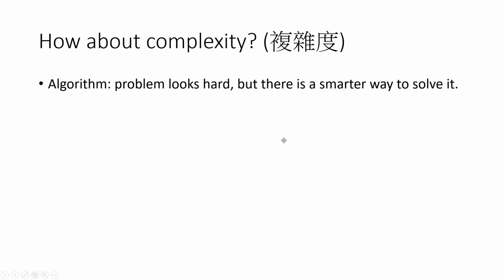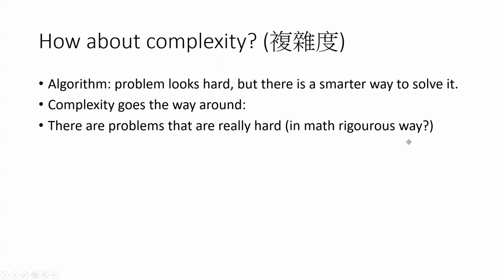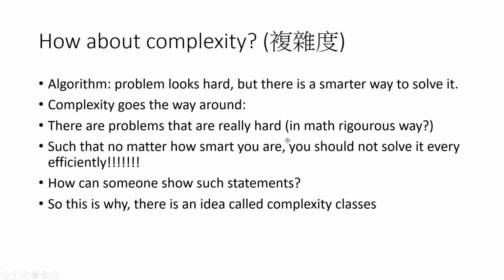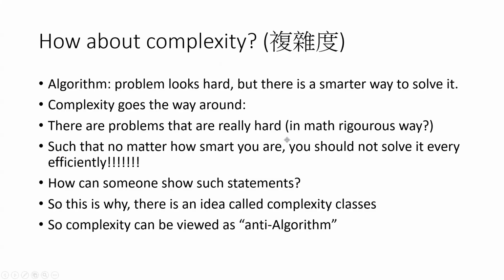So how about complexity? In algorithms, the problem looks hard, but there is a smart way to solve it. Complexity goes the other way around, saying that there are problems that are really hard in math. We will say what that means in a mathematically rigorous way, such that no matter how smart you are, you cannot solve it efficiently. So how can someone show such a statement? This is why there's an idea called complexity classes. One way to say it is that complexity can be viewed as an anti-algorithm perspective. Now, what you can do is algorithms, and what you may not be able to do is complexity.